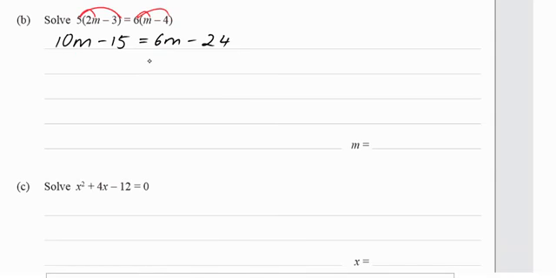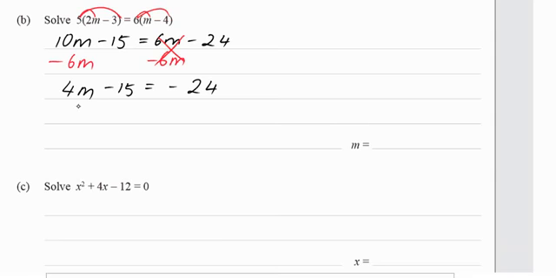So a step of working here is to subtract 6m from both sides. And so on this side they add to 0, so they're gone there. And on the other side we've got 10m minus 6m, which leaves us with 4m. The negative 15 is still there, haven't done anything with that yet. And on the other side we're left with negative 24.